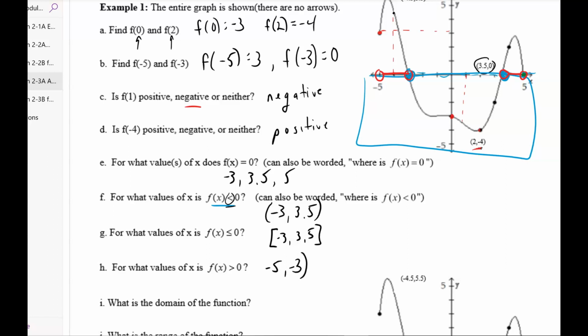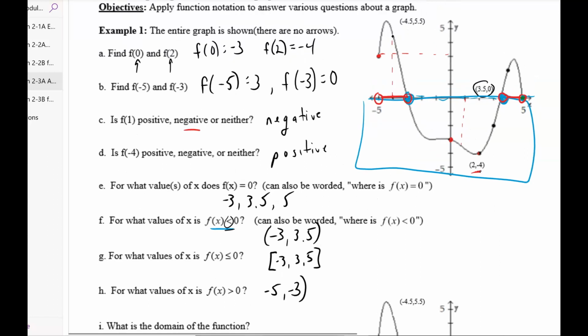Actually, at x equals -5, it looks like we've got a point here that is -5, 3. So that's actually including -5, so we're going to have to include the -5 there. But we definitely don't want to include the 3.5, and we definitely don't want to include the 5.